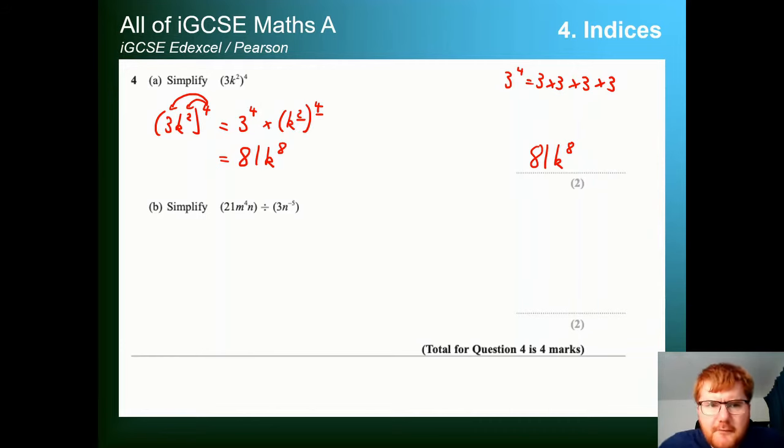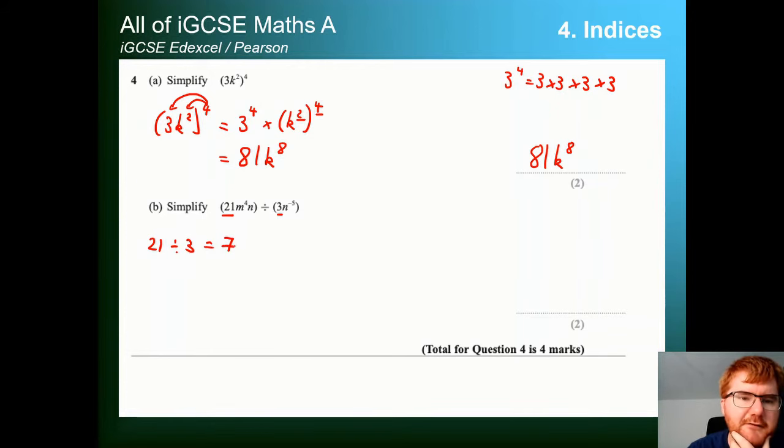And on to question 4b. So we've got 21m to the power of 4n divided by 3n to the power of minus 5. The way to do this is do each part separately. So first of all, let's work with the numbers here. So 21 divided by 3, that's equal to 7. M's, we've still got just m to the power of 4. There's no m's in the other. So we still have m to the power of 4. And then we've got n divided by n to the power of minus 5.